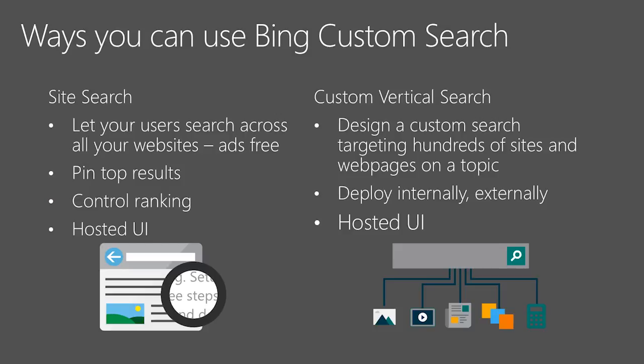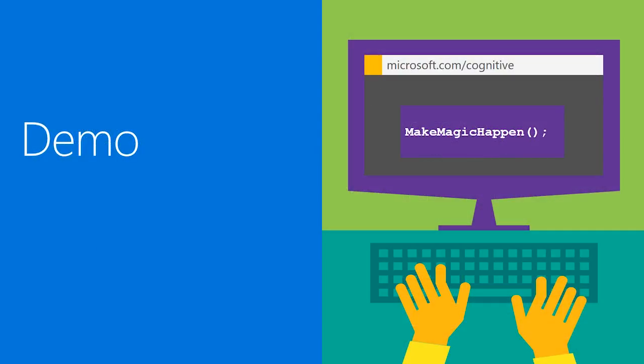With vertical search, you can design a custom search targeting hundreds of sites and web pages on a topic. You can deploy internally or externally, and you can also make use of our hosted UI experience. With that, I'm going to show you a quick demo of how Custom Search API works.